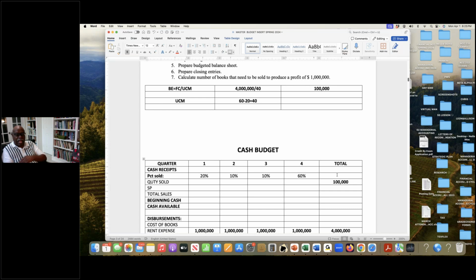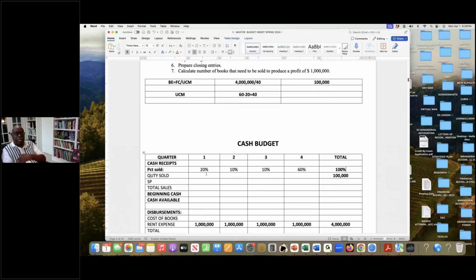And of course, this always adds up to what? 100%. Let's look at the first quarter. If we sell 20% of the million, how many books are we going to sell? 20% of the million. 20,000, yeah. We might sell 20,000 books that quarter.